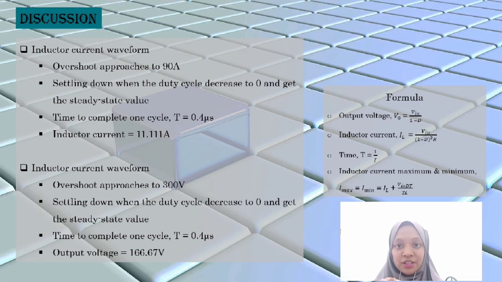Based on the output voltage waveform observation, the waveform shape was similar to the inductor current waveform. The overshoot occurs at 300 volts and gets into the steady state after settling down. The output voltage is 166.67 volts. Both of the waveforms' time to complete one cycle was 0.4 microsecond. The maximum and minimum of the inductor current are 12.816 ampere and 9.361 ampere.